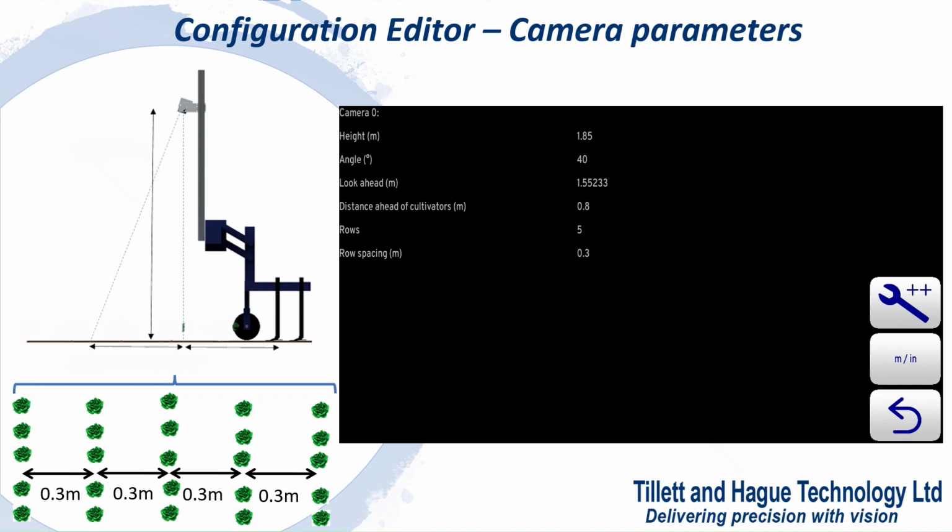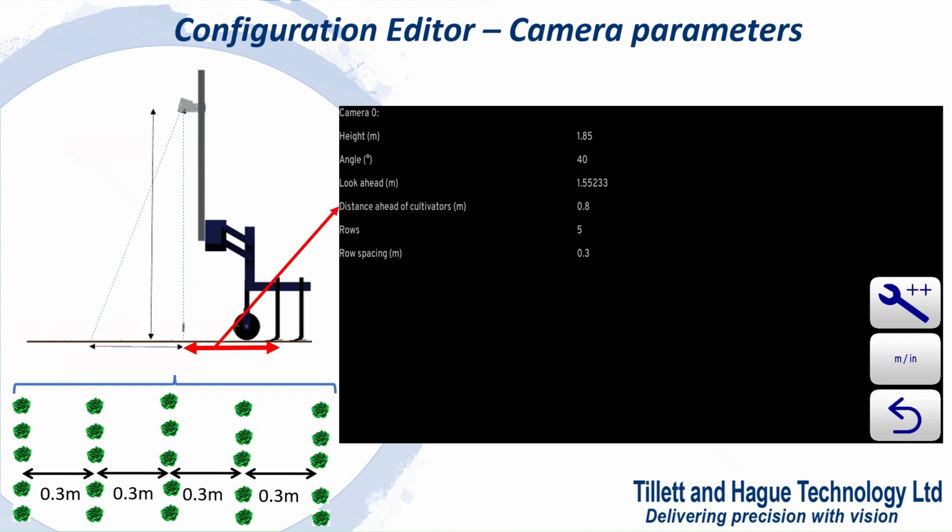Top is the height and is measured from the centre of the camera lens to the ground level. Next are the camera angle and the look ahead, the distance between the centre of the view of the camera back to the point vertically underneath the camera. These are both a measure of camera inclination.